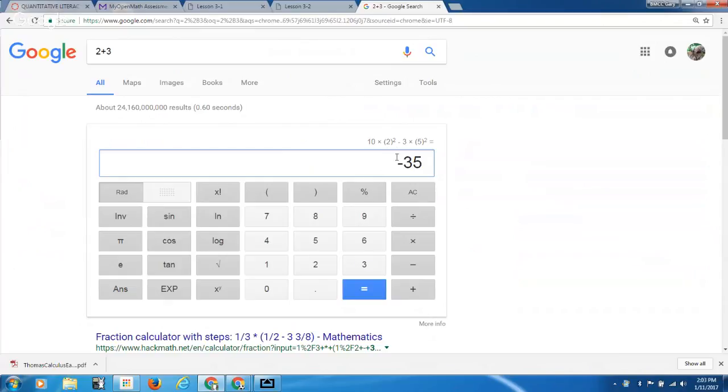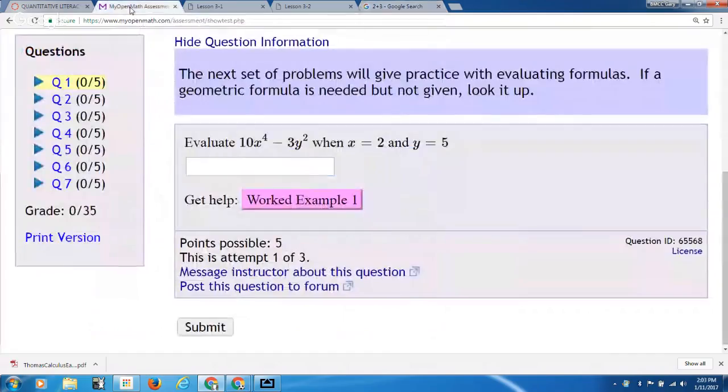Oh, it's supposed to be 2 to the 4th power, wasn't it? So the calculator only does what we tell it. I told it to do the wrong problem. Try it again: 10 times 2 raised to the 4th minus 3 times 5 raised to the 2nd. There we go, 85. Got the answer I want.